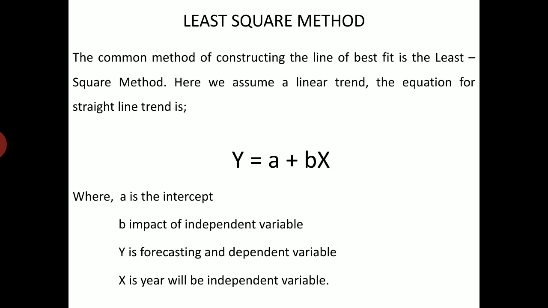The equation for a straight line trend is y equal to a plus bx, where a is the intercept, b is the impact of the independent variable, y is the forecast or dependent variable, and x is the independent variable.